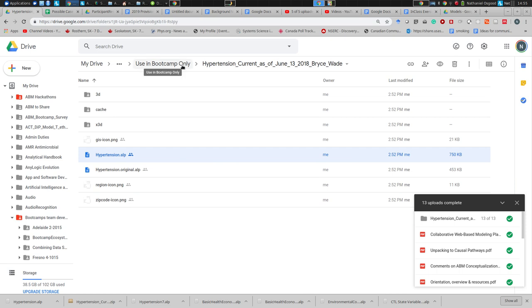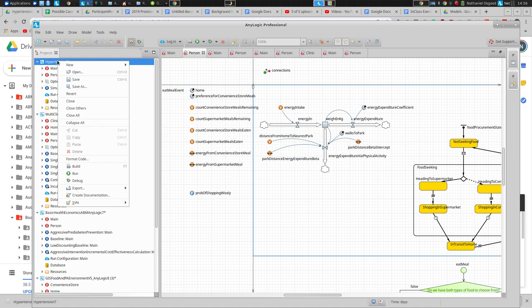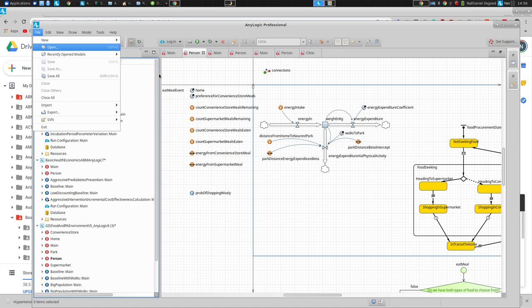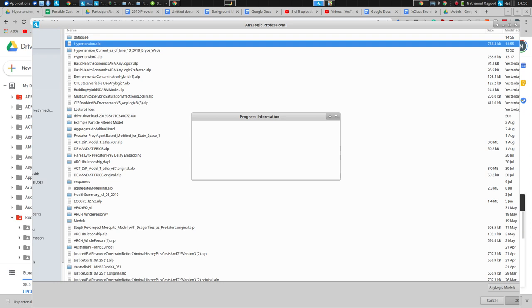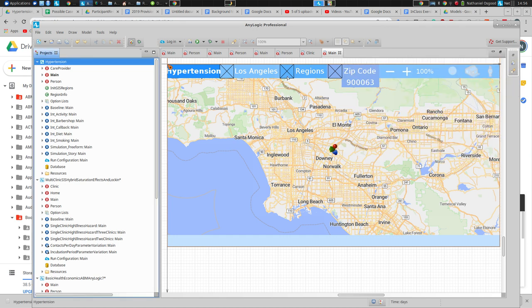So if you go to that use in boot camp only, the hypertension, and download the hypertension model, I will open that along with you. I previously opened it in context. The alternative is we can download it as a zipped file, but I prefer not to force you through that. Okay, so you should get something like this, and there are some elements of it that are a little bit rough around the edges, but I think you should be able to see a fully functional model.